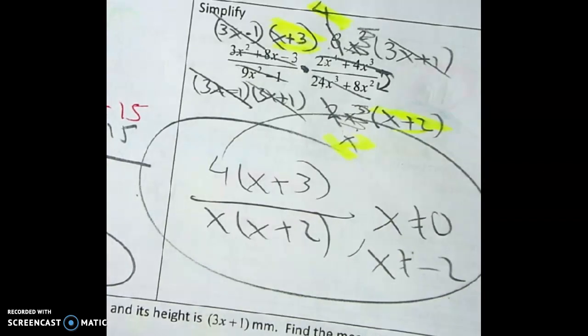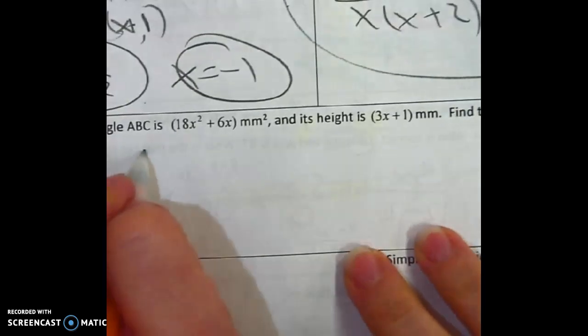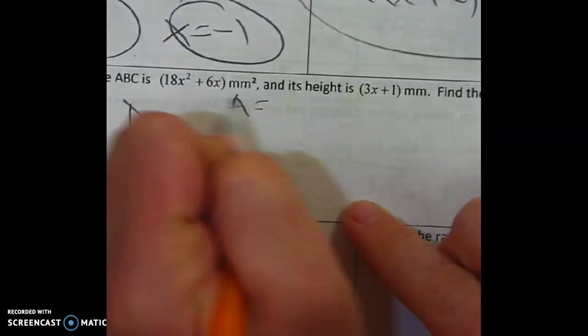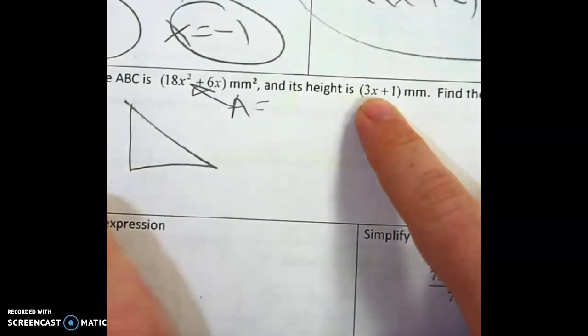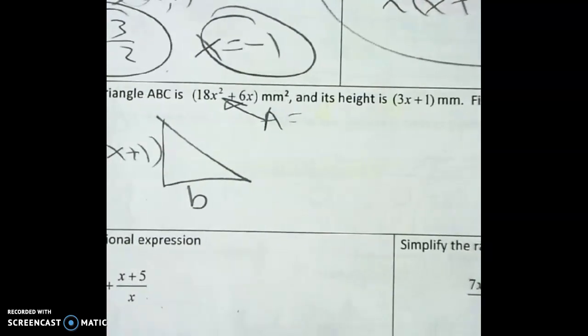Okay? All right. The area of a triangle. So I'm going to draw a triangle. I know that they don't all look like this, but this is my safe place. So the area is that, and the height is this. So I'm guessing they want me to find the base. Let me zoom out a little bit.